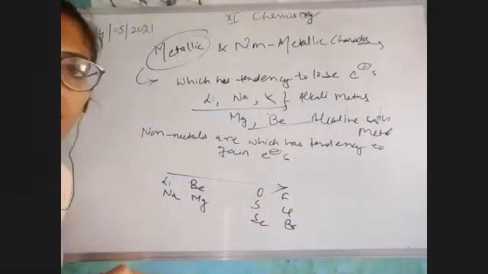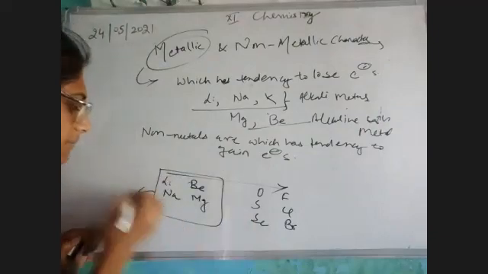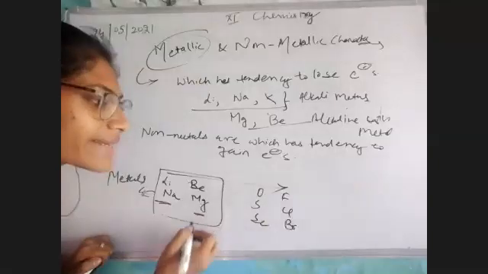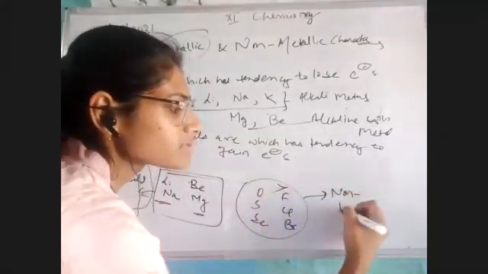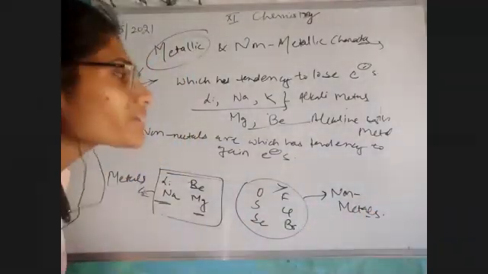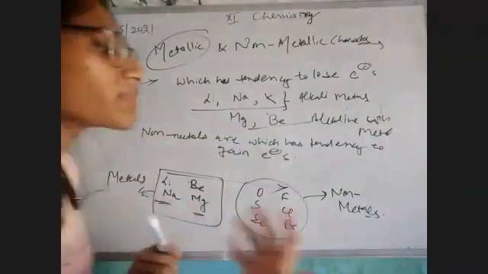Whenever I have started this particular chapter, I have told you that these are my metals. These are alkaline metals and these are alkaline earth metals. And most of them are non-metals. A few of them are metalloids also, but we do not care in this topic because we are going to study just the non-metallic character.